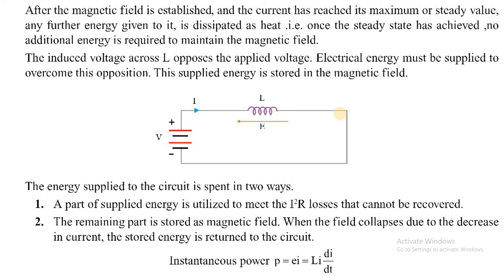Now from this power we want to find out the energy. So what will be my energy? Power into time. Work done is nothing but the energy spent to overcome the opposition for a short interval of time, say dt, which is stored as magnetic field. So dW is equal to power into time. Power is Li in bracket di by dt, into time dt. So dt will get cancelled. The work done is Li into di. Now what is di? Di is a change in current.